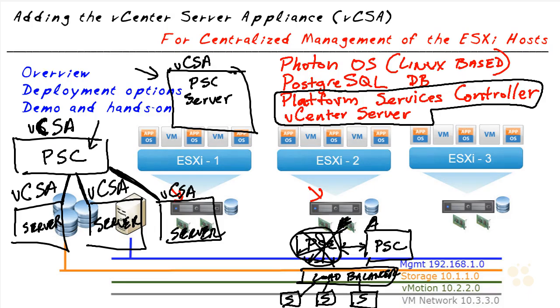So the simplest method of implementing the vCSA, the vCenter server appliance, in a small environment is simply to do it embedded, meaning that the platform services controller and the vCenter server are embedded on the same vCenter server appliance. And that's what we're going to do in the lab.